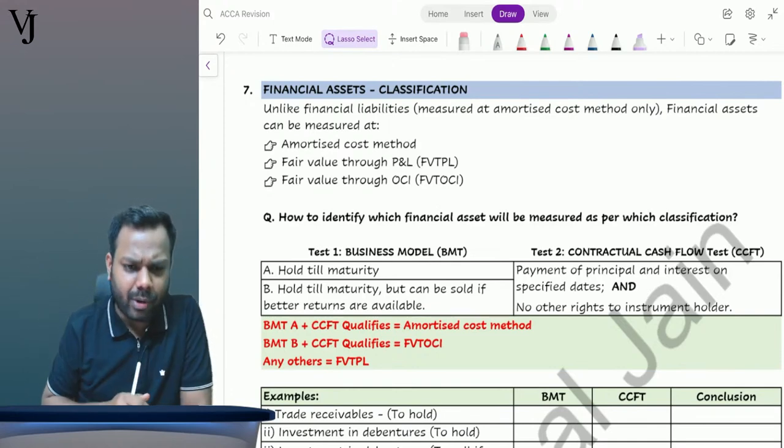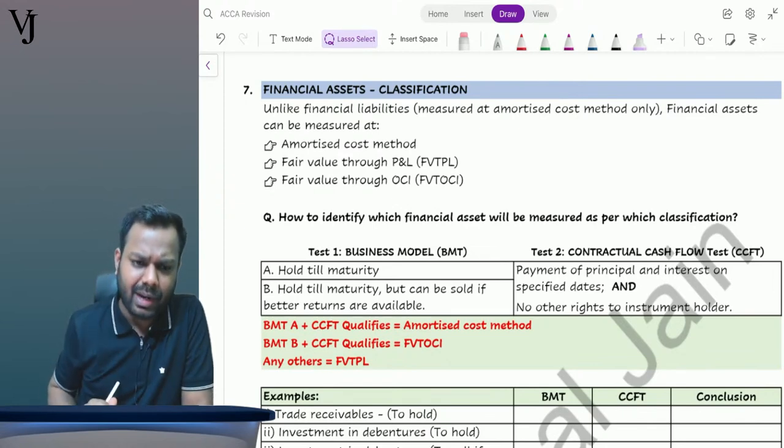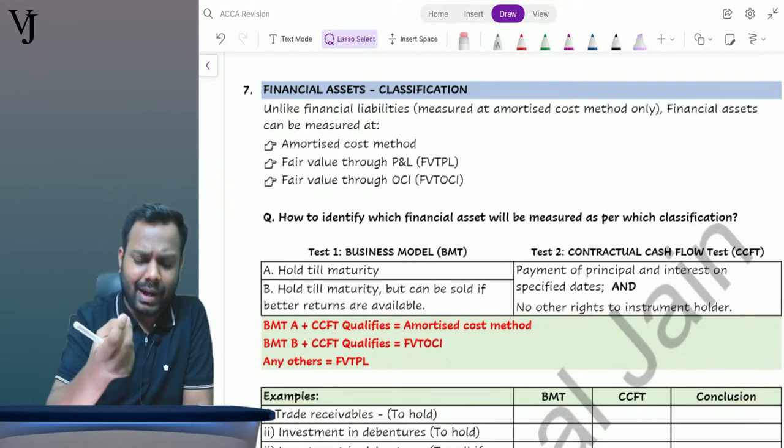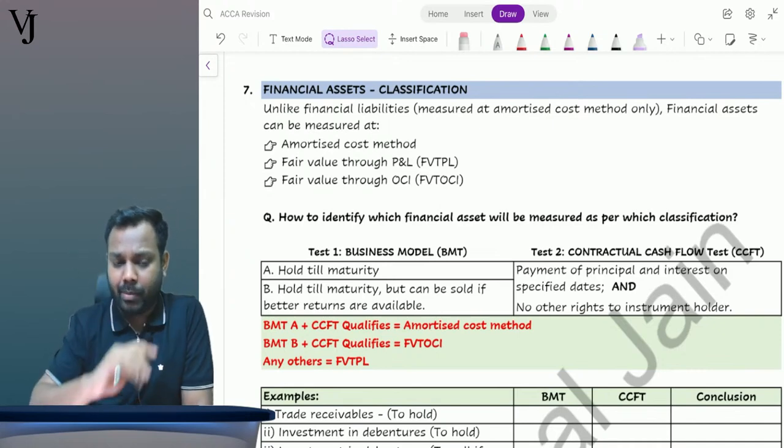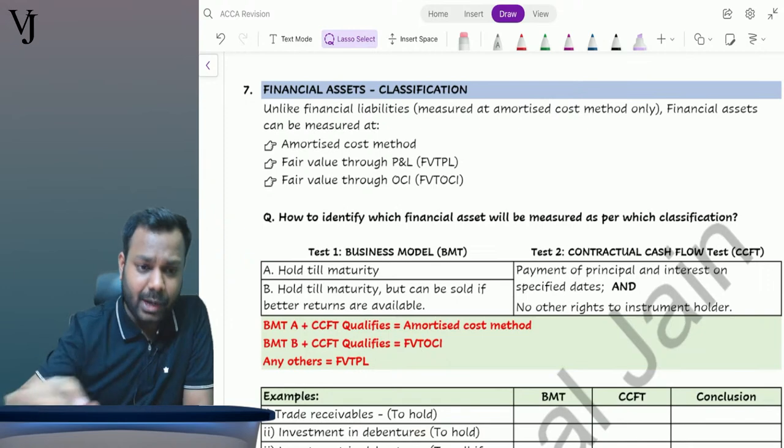Vidisha, I'll come to that point. I have not yet covered FL at FVT P&L. There are three cases: derivative, financial guarantee, and accounting mismatch. I'll be covering each of these, so don't worry at all about it. We'll be covering each and everything.